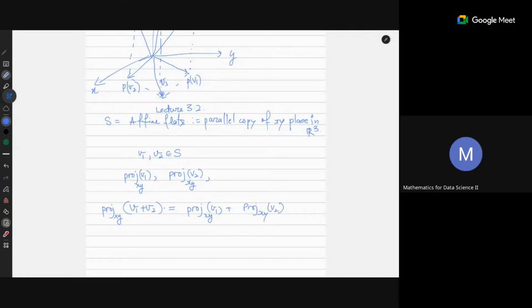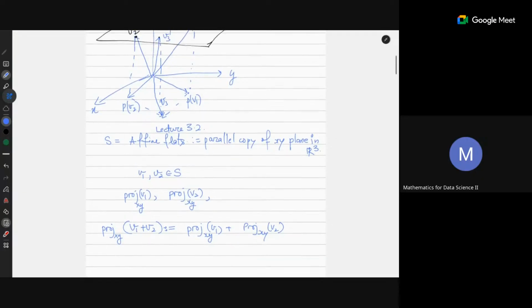This is how you define the addition. A vector whose projection is nothing but the sum of the projections. Now, the projection of V1, V2 will be in the XY plane, so it is well defined, right? Because the XY plane is a vector space. It is a subspace of R3, it is a vector space in itself. So it is defined.